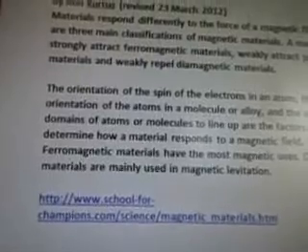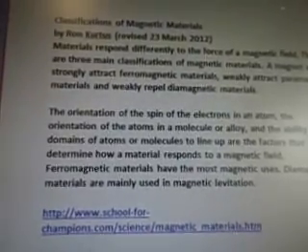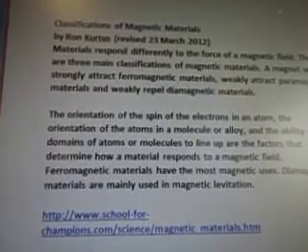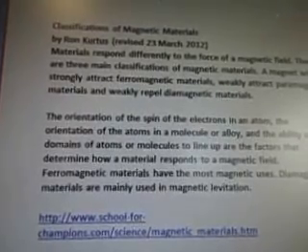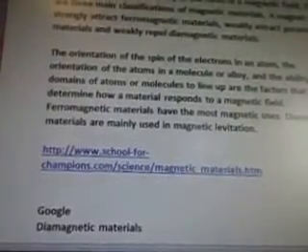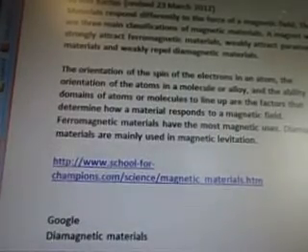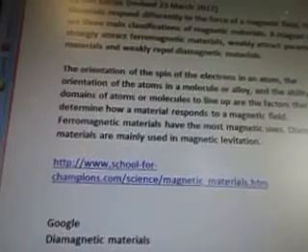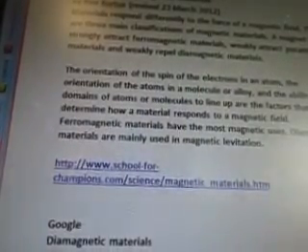Materials respond differentially to the force of a magnetic field. There are three main classifications of magnetic materials. A magnet will strongly attract ferromagnetic materials, weakly attract paramagnetic materials, and weakly repel diamagnetic materials. The orientation of the spin of the electrons in an atom, the orientation of the atoms in a molecular alloy, and the ability of domains of atoms or molecules to line up are the factors that determine how a material responds to a magnetic field.